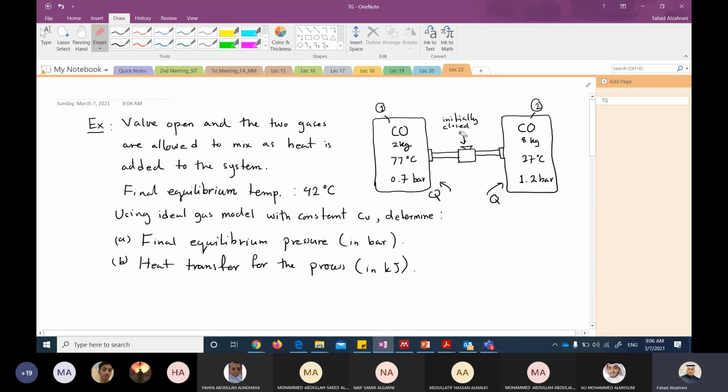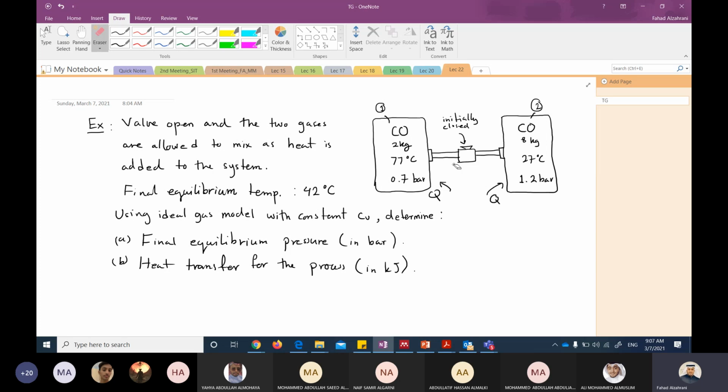Now I open the valve, so the two gases are allowed to mix as I am adding heat to the system. While they are mixing, I am adding heat until they reach a final equilibrium temperature and pressure. The final equilibrium temperature is 42 degrees Celsius. After they mix, they all reach a final temperature of 42 degrees Celsius.